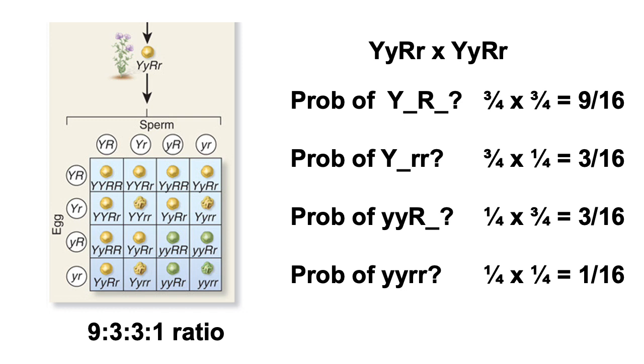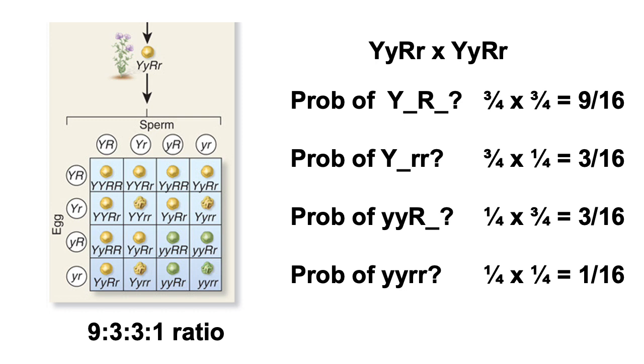Then you can work your way through all of these. What's the probability of having the dominant allele at Y and then homozygous recessive at R? Well, that's 3/4 times 1/4, or 3/16. And then same 3/16 when you're homozygous recessive at Y and dominant at R, and then homozygous recessive at both would be 1/4 times 1/4. And so this ratio is our 9 to 3 to 3 to 1 ratio.